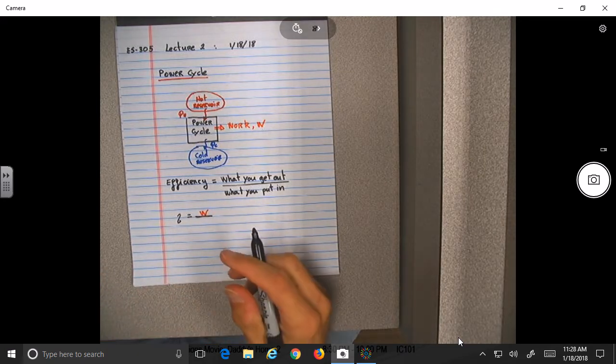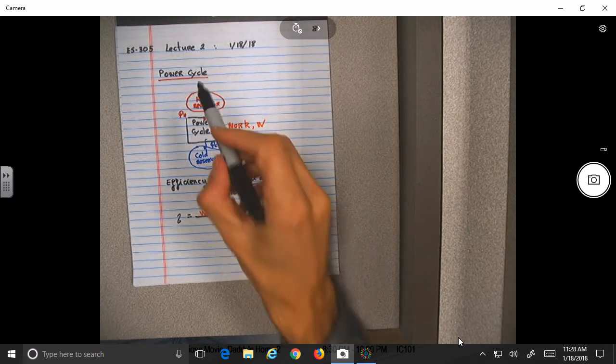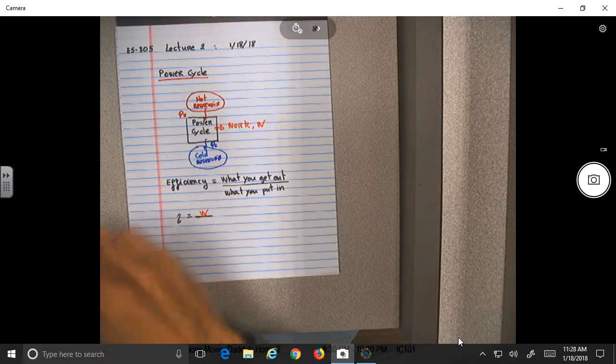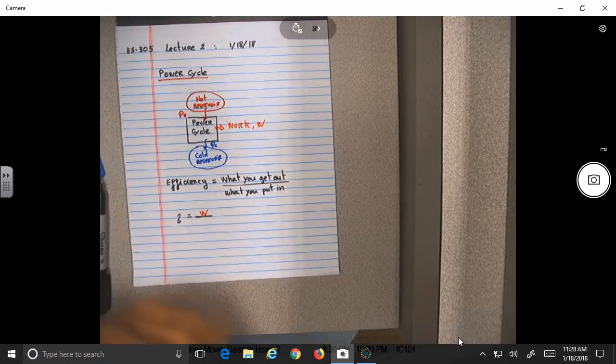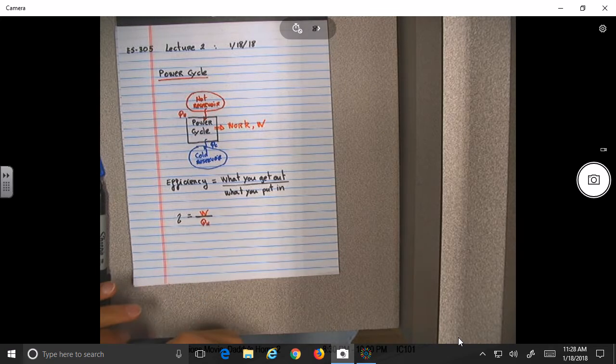And what are you putting in? And what do you put in? I mean, just look at the figure. What are you putting inside the system? Heat, no? So it will be the Q hot. All right?